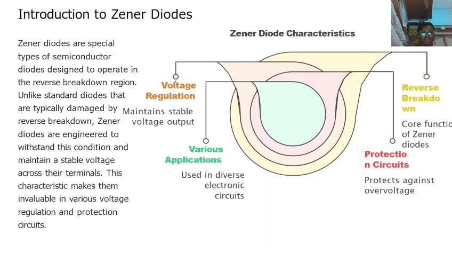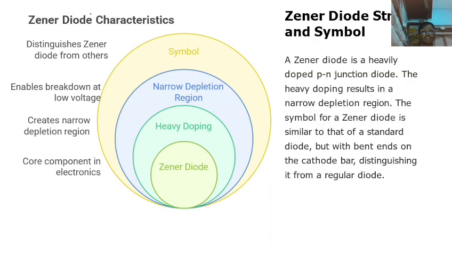Zener diode characteristics. Voltage regulator: it maintains a stable voltage output. Various applications are used in electronic devices and circuits, reverse breakdown. Core functions of the Zener diode: protection circuits, which protect against overload. These help in various cases.